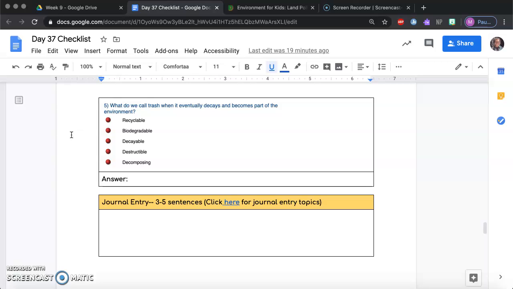Make sure to look back in your text to answer these questions. They're all text dependent, which means you'll find the answer back in the text. Good luck!